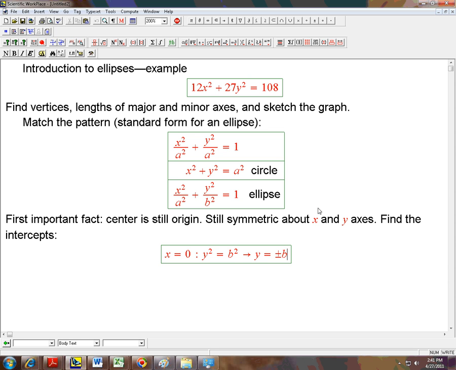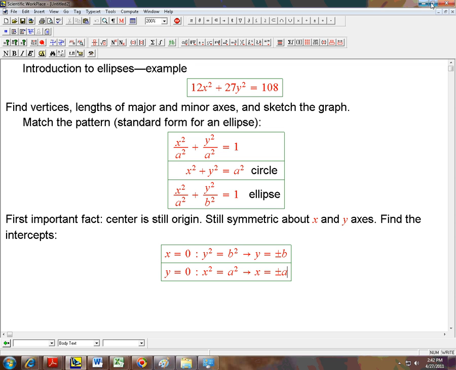And if y equals 0, that's going to be the x-intercepts. That's going to tell me x squared equals a squared, because I can just cover up this part, it's gone, and then x squared over a squared equals 1, or x squared equals a squared. And that's going to lead to x equals plus or minus a.